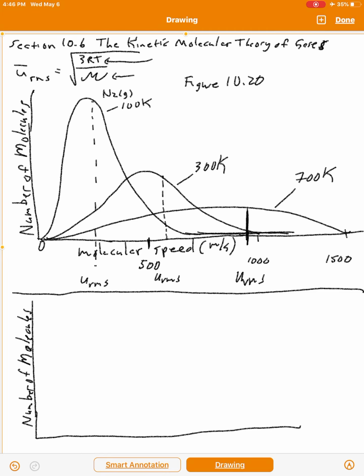And then on the x-axis, we're going to do molecular speed. So let me put that over here on the right. Molecular speed. And again, this is in meters per second. And let me put a couple of numbers over here. We'll go up to 2,500, I guess. So 500, this is 0 over here. 1,000, trying to make them evenly spaced.